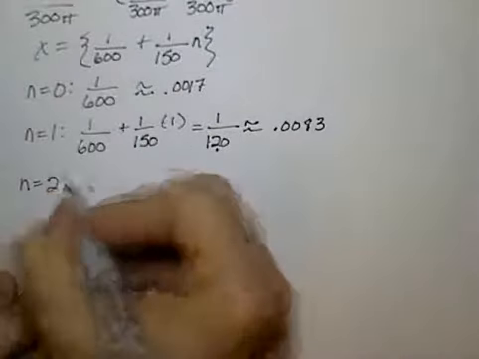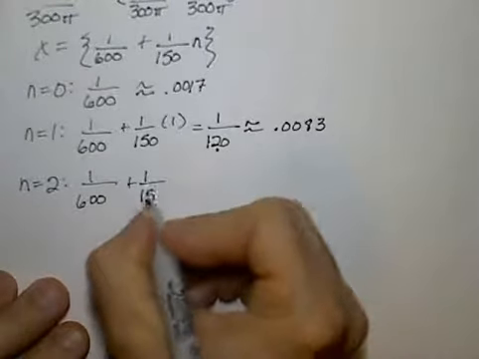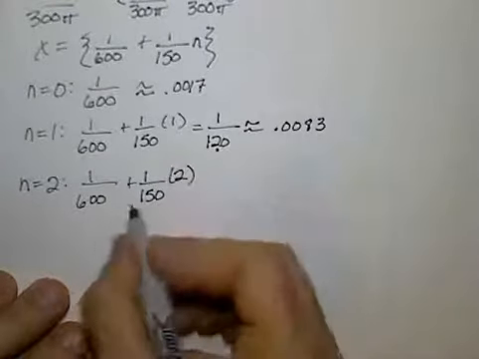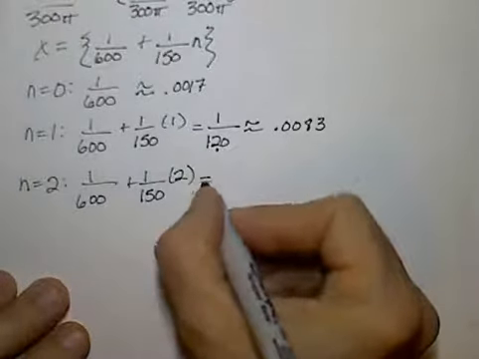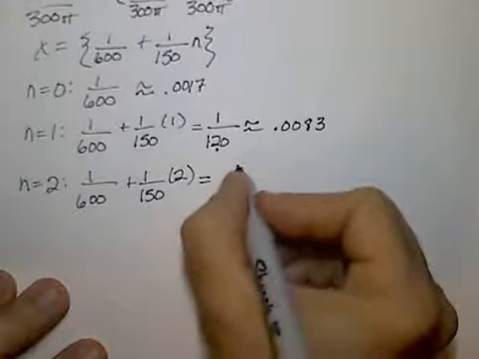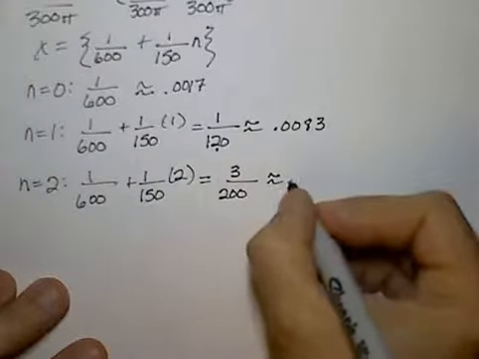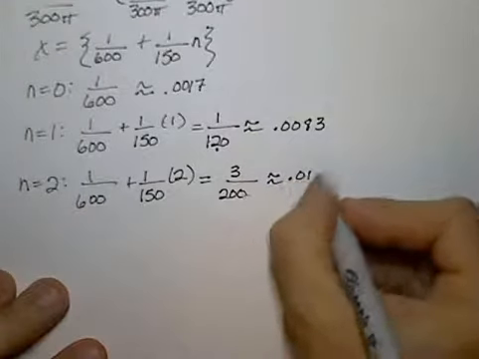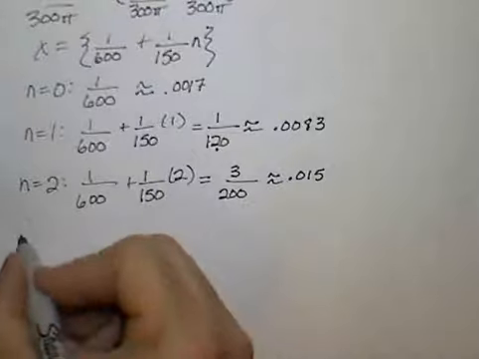We're going to go up to n equals 2. That gives us 1 over 600 plus 1 over 150 times 2. The fractional value for that is going to be 3 over 200. As a decimal, that's 0.015. That's still in the interval.